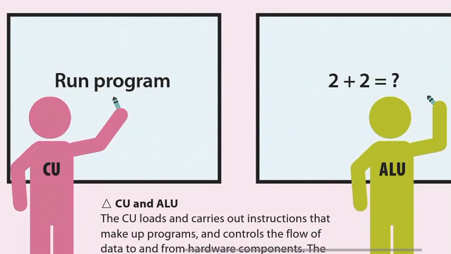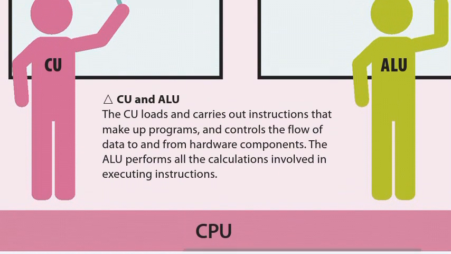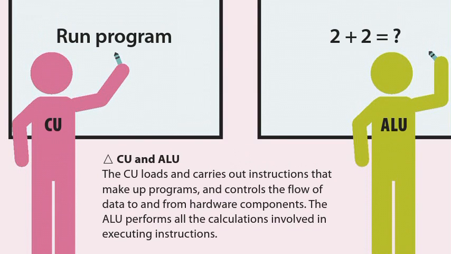The difference between CU and ALU: the CU, control unit, runs a program, and the ALU, arithmetic and logic unit, just does what we want. Here you can see the CU loads and carries out instructions that make up programs and controls the flow of data to and from hardware components. The ALU performs all the calculations involved in executing instructions.